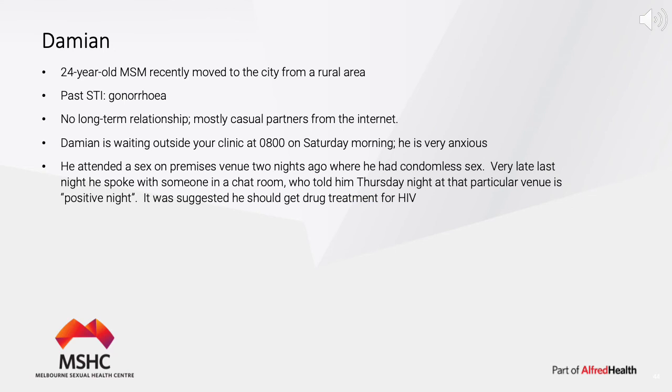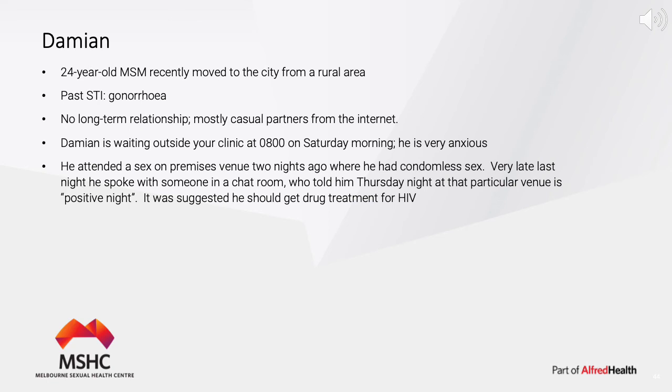Okay, so let's do a case presentation because it'll encapsulate all aspects of what we just spoke about. So we've got a 24-year-old man who's gay and recently moved to the city from a rural area. Okay, he's got a past history of a sexually transmitted infection. He's had gonorrhea. He's got casual relationships only, and he meets these casual partners on the internet. His name is Damian, and he's waiting outside your clinic.